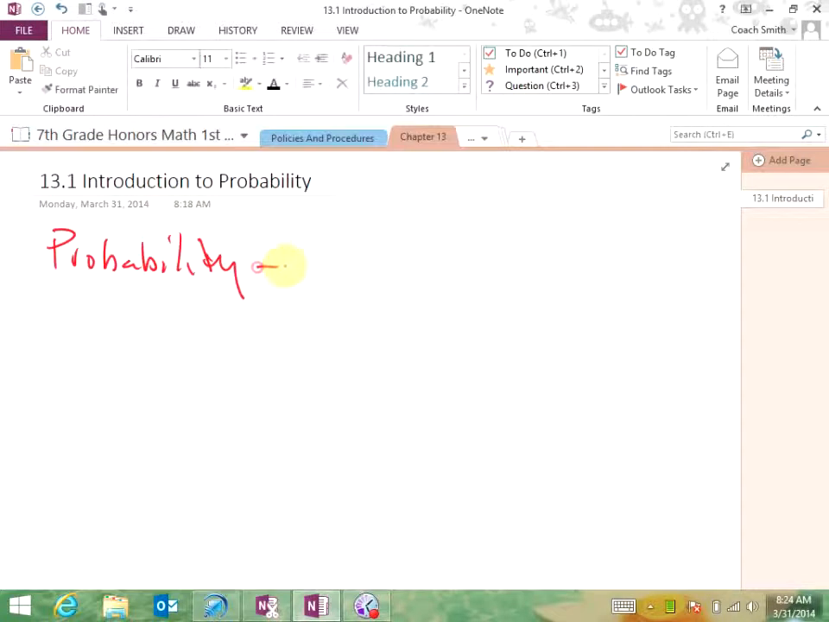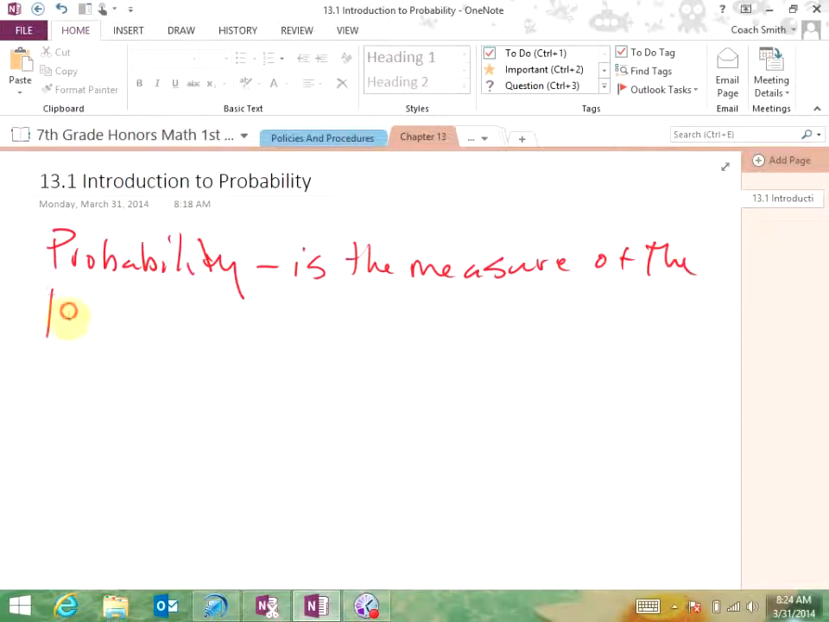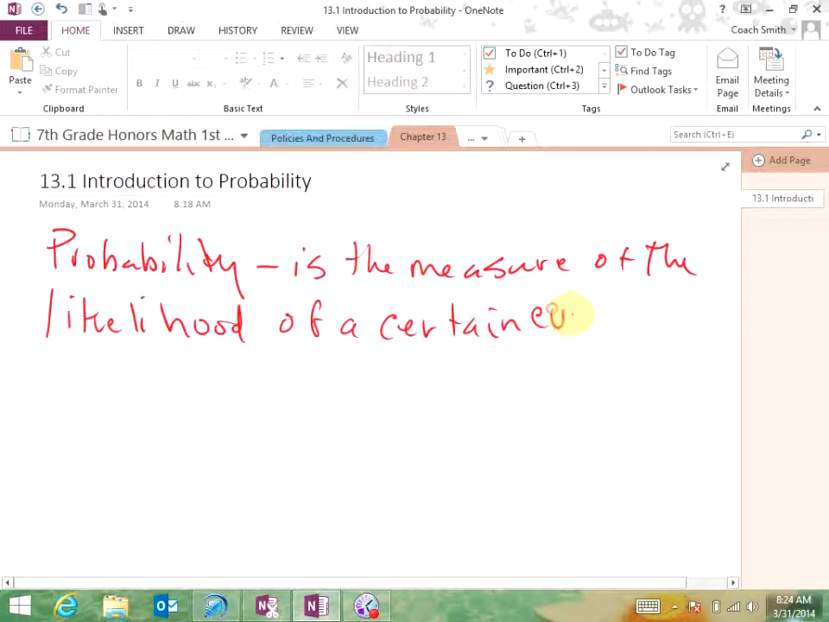is the measure of the likelihood of a certain event occurring.